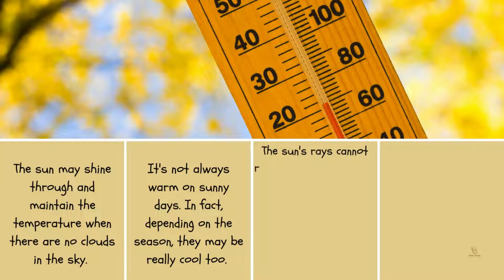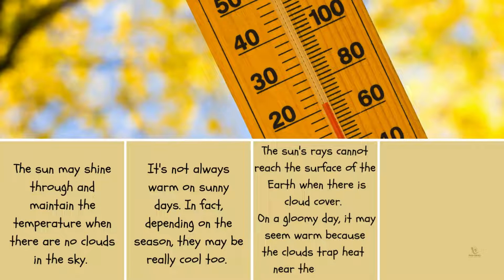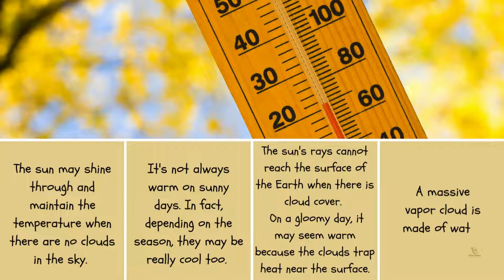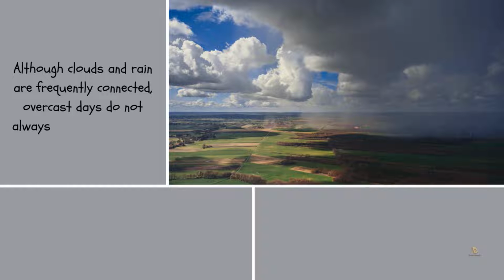The sun's rays cannot reach the surface of the earth when there is cloud cover. On a gloomy day, it may seem warm because the clouds trap heat near the surface. A massive vapor cloud is made of water. Although clouds and rain are frequently connected, overcast days do not always indicate wet ones.